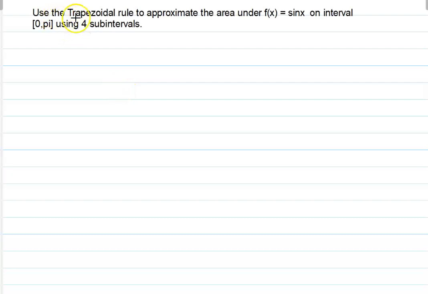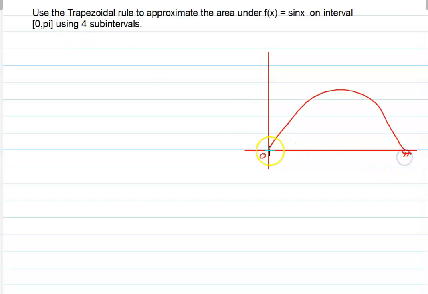In this video, we are going to use the trapezoidal rule to approximate the area under the given function on the given interval. Here is the curve of sin x from 0 to pi starting from the origin. We need to divide this interval into 4 sub-intervals.